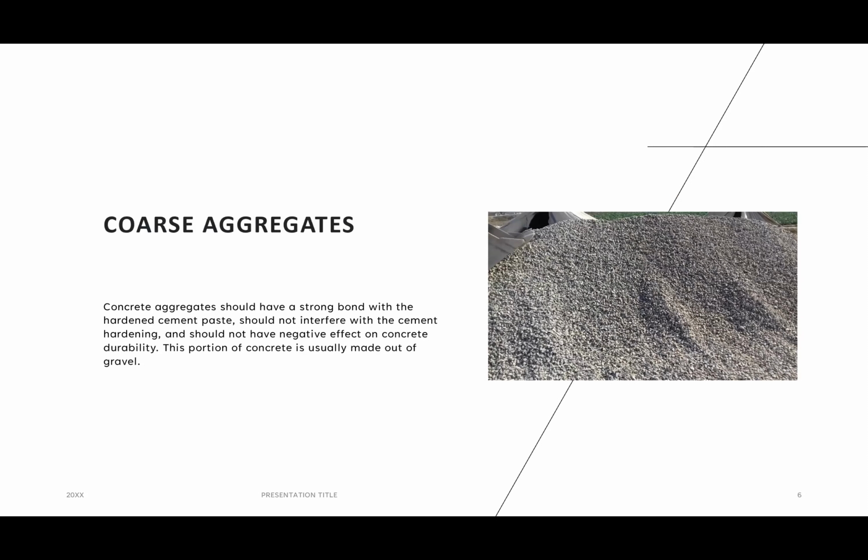Now moving on to the coarse aggregates. Concrete aggregates should have a strong bond with the hardened cement paste. It should not interfere with the cement hardening and should not have a negative effect on the concrete durability. This portion of concrete is usually made out of gravel and pictured on the right.